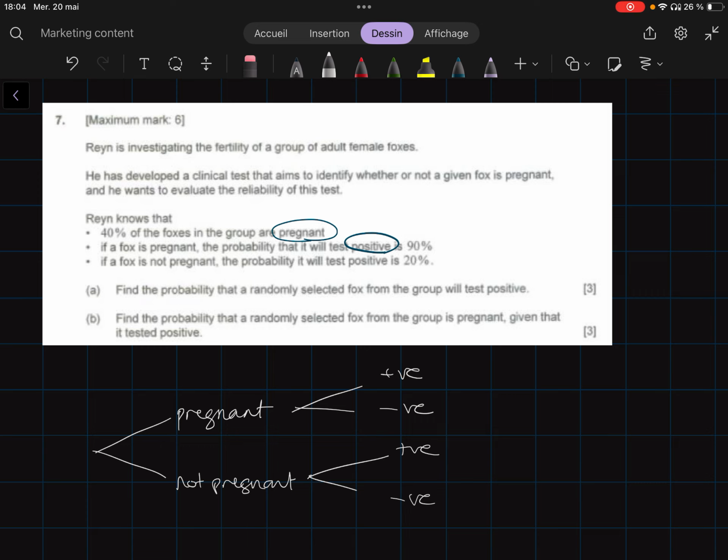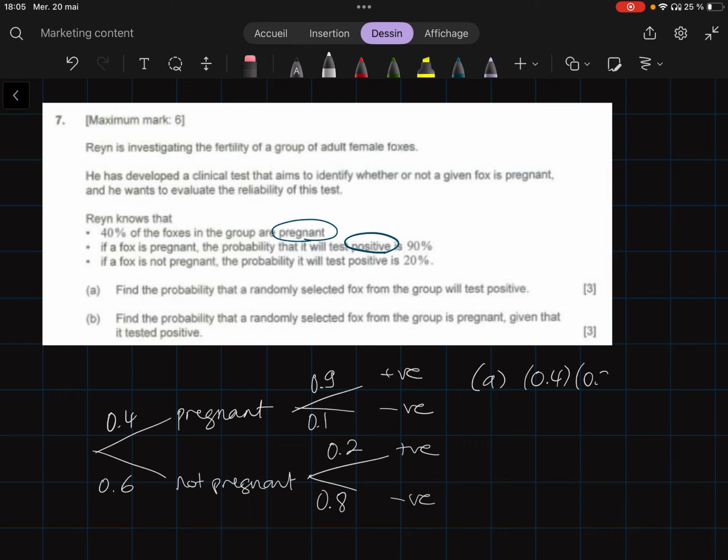40% of the foxes are pregnant, so 60% not pregnant. If a fox is pregnant, test positive is 90%. If it is not pregnant, test positive is 20%. This is a terrible test. Part A. Find the probability that a randomly selected fox from the group would test positive.